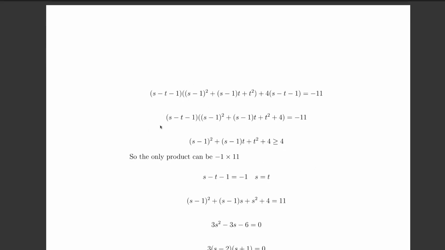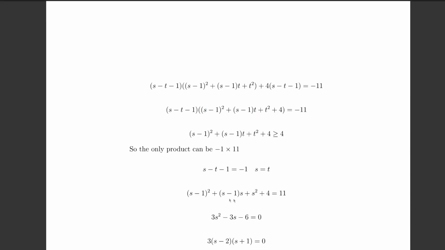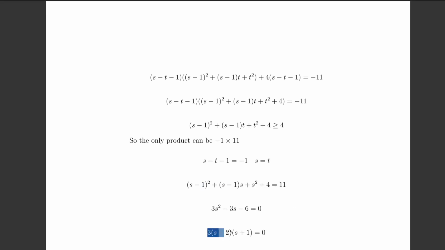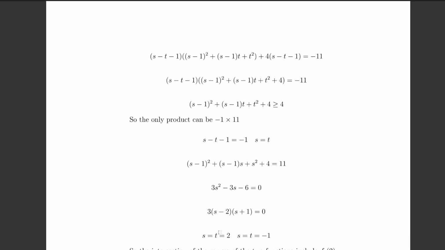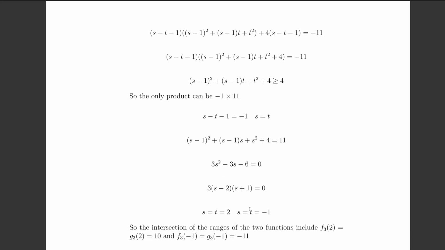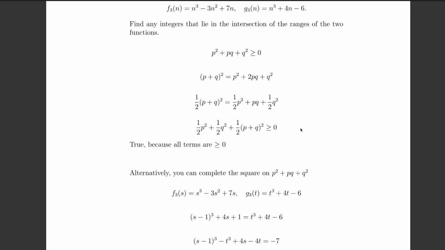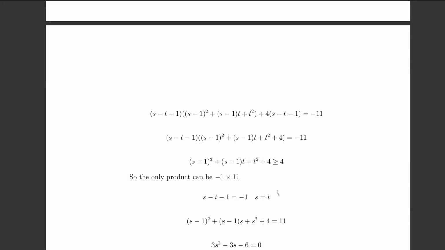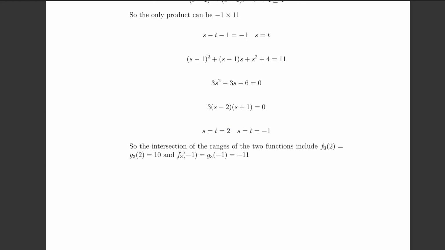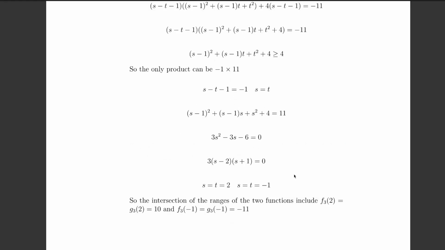And when you set them equal to each other, you get that s equals t. So you can plug s equals t into this term. Solving that, you get two values for s, which is the same value for t. And if you plug those values of s and t back into any of these functions, because they want the intersection of the ranges, you get that the two ranges are going to be 10 and minus 11. And yeah, that's the whole question.